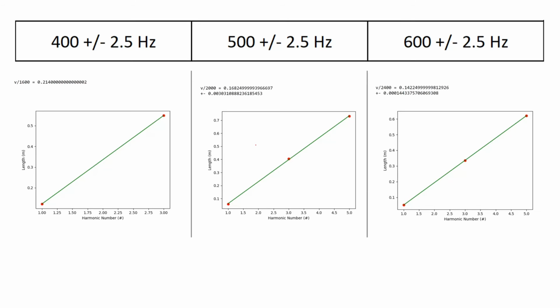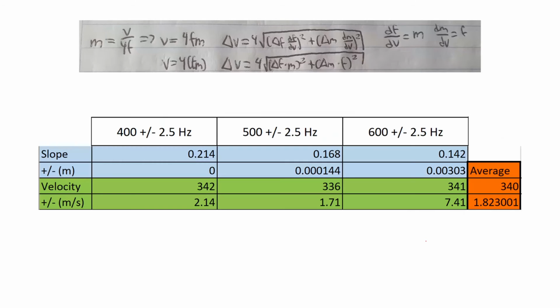So when we get the results of each of these slopes and we calculate them using this formula, remember here the slope represents this value of the velocity divided by 4 times the length, we get these results. Here are the slopes and their uncertainty for each of the frequencies, and after the calculation we get these velocities: 342, 336, and 341 meters per second respectively.